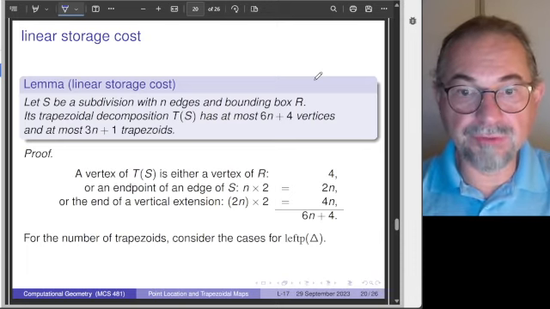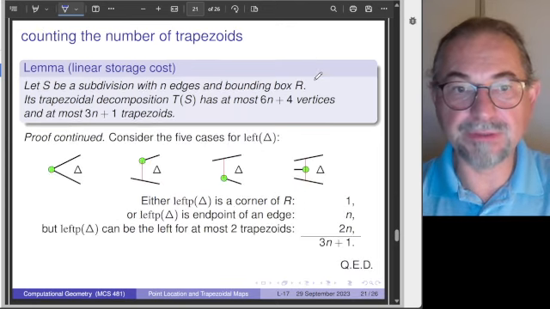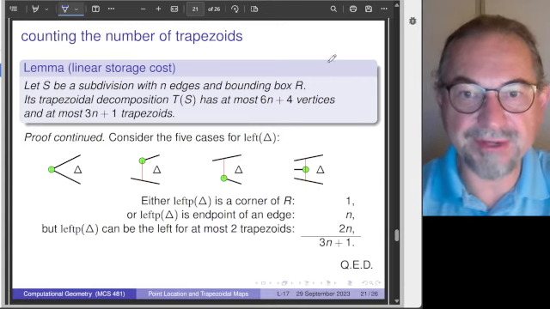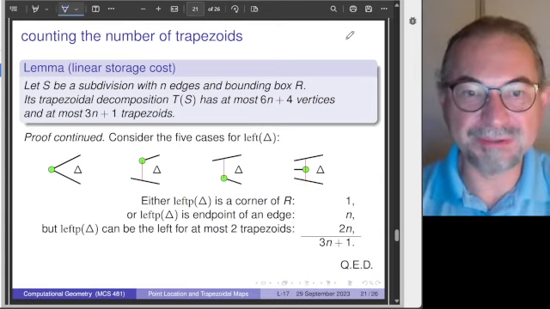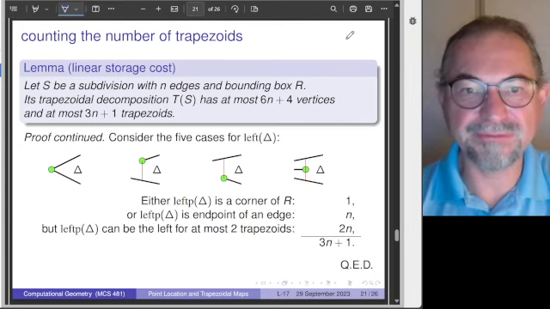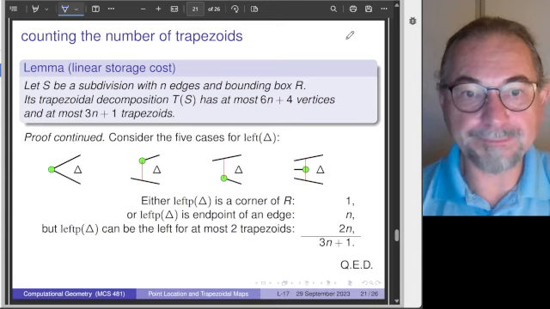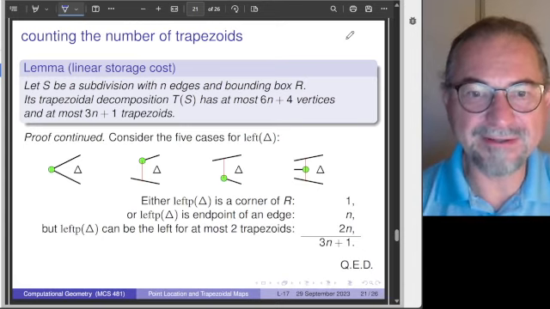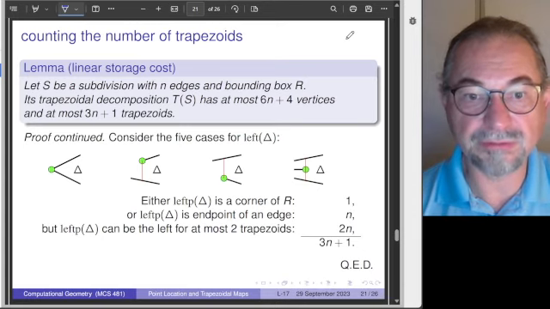Now, if we want to count the trapezoids, we look at the cases for the left point. So the last statement of the lemma again. I could almost fit the proof into one slide, but then I would lose the statement of the lemma. So we want to arrive at 3n plus 1, and we have 5 cases. So how do we get to the 3n? Well, the left point is a corner. If that is the case, then there is only one trapezoid.